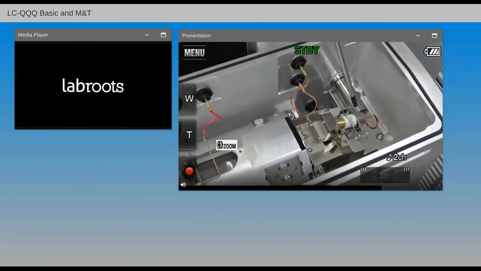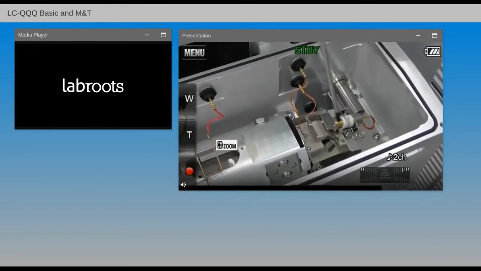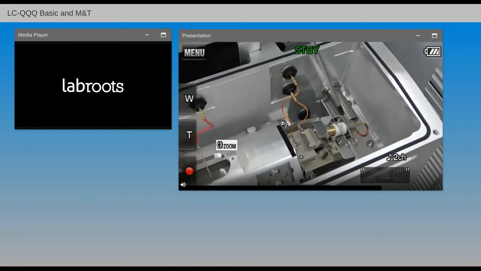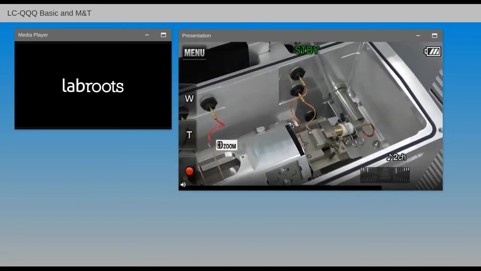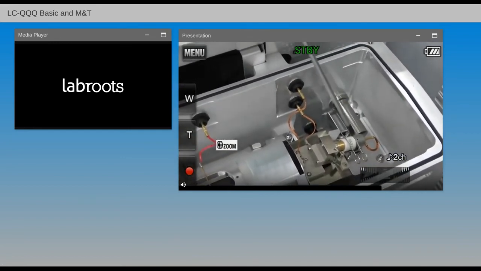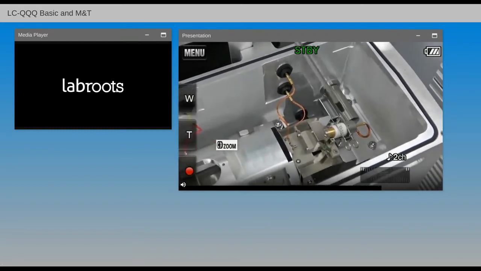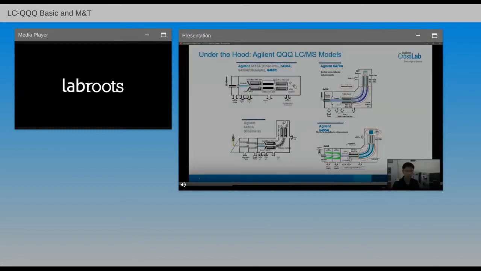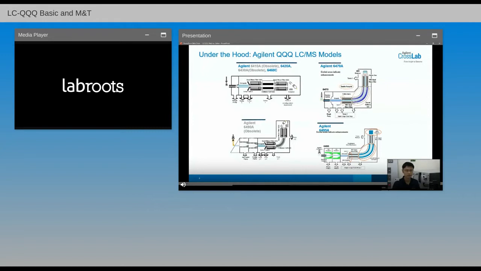So this is the part of the detector. This is what picks up the ions and translates that into signals. So we have a good look. I hope you have a good look at the internals of the 6460.